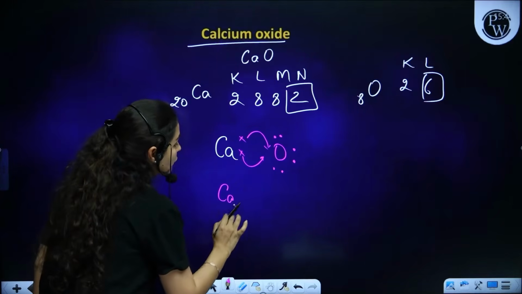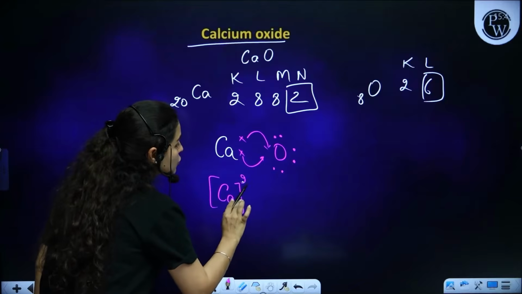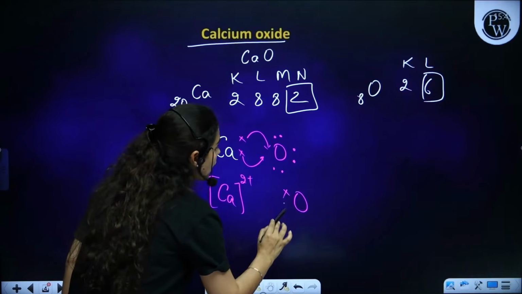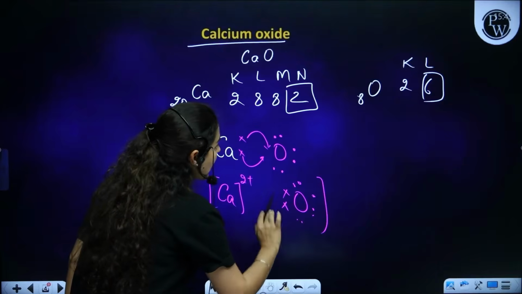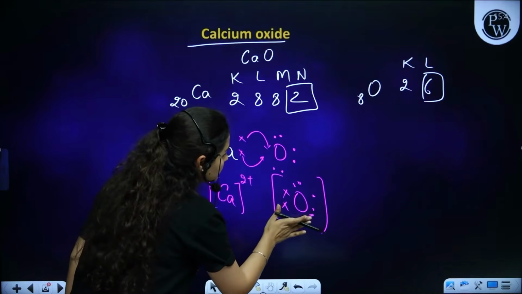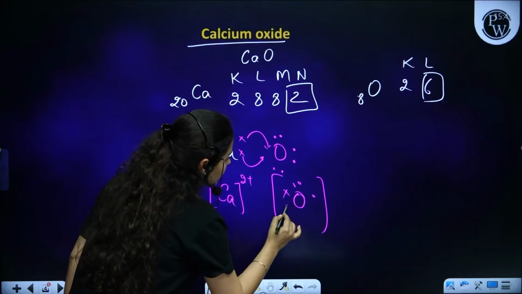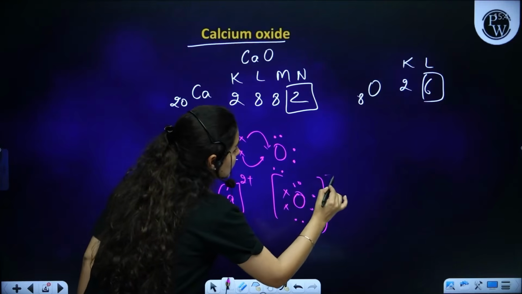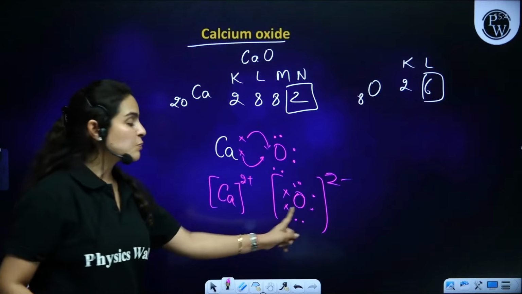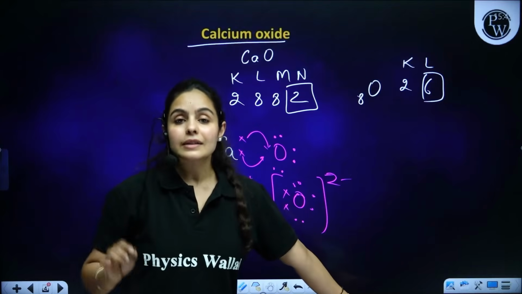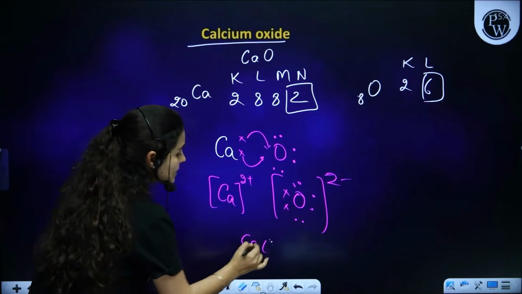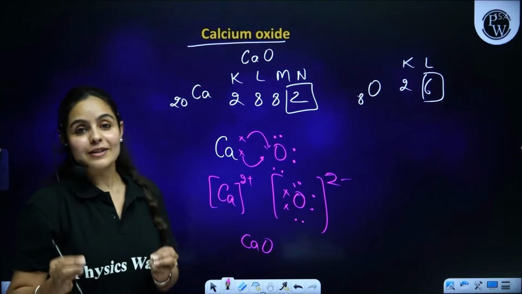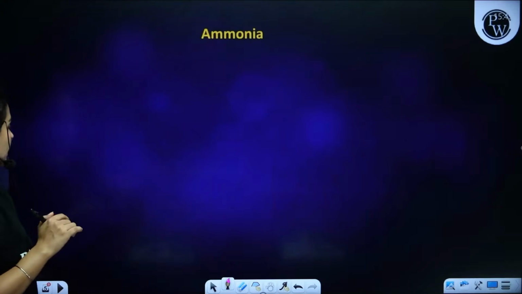Now, calcium after losing 2 electrons will become 2 positive, and oxygen after gaining 2 electrons completes its octet configuration, and now they are 2 negative. Please put a square bracket here. That is the correct way to represent your answer. And lastly, it's calcium oxide. Let's try a few more.